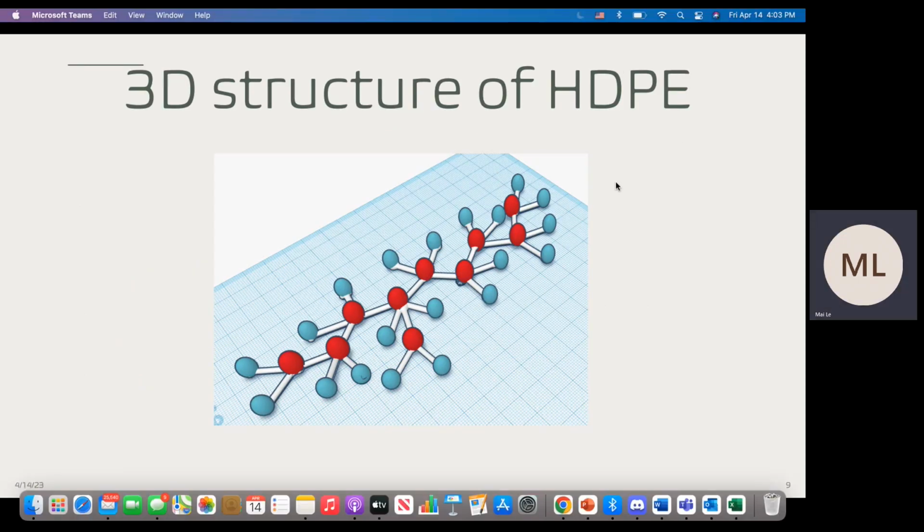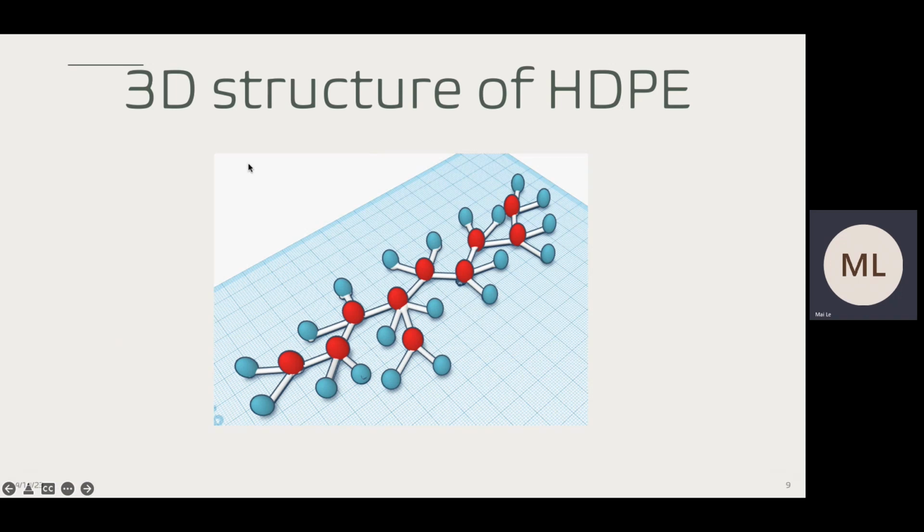Here are my drawings of the 3D structure. This one is the HDPE. The linear structure of high-density polyethylene gives it excellent tensile strength, particularly at high temperature. The linear structure of HDPE provides a more crystalline and dense structure, which makes the material stronger and more resistant than other types of polyethylene.